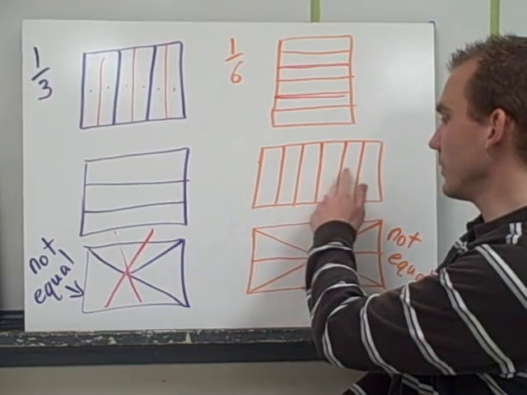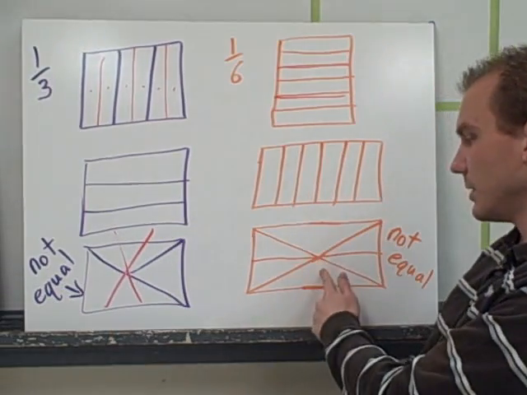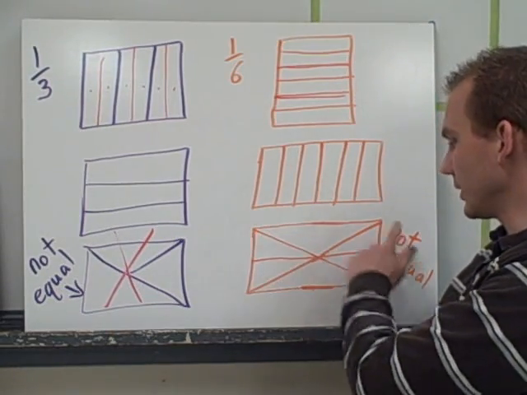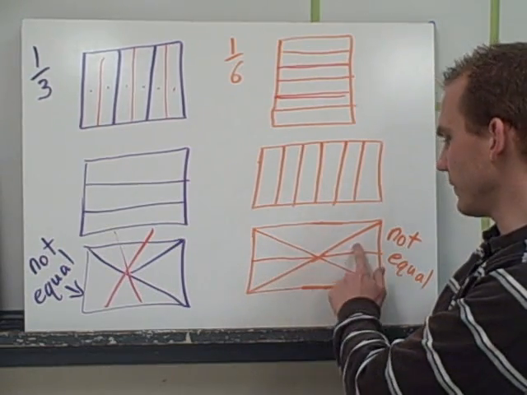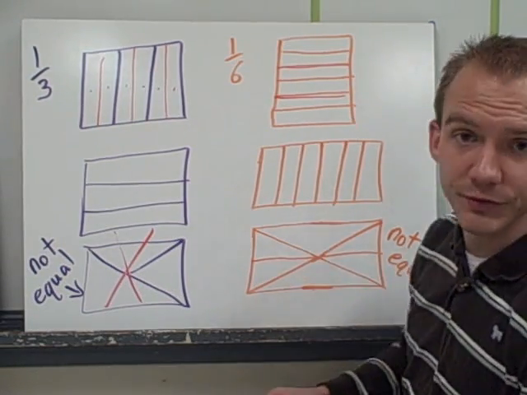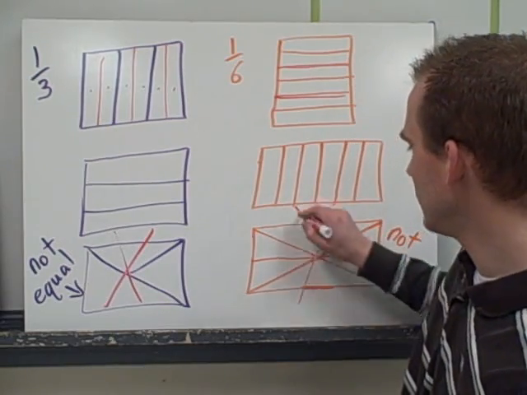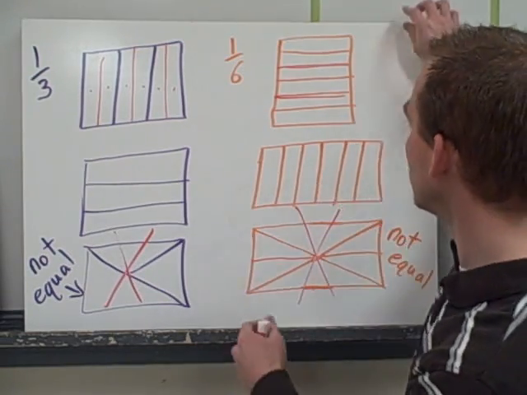1, 2, 3, 4, 5, 6 this way. Down here, I have a rectangle. I drew a line across, made an X, and then I have 1, 2, 3, 4, 5, 6, but they're not equal, so it's not sixths because they're not equal.